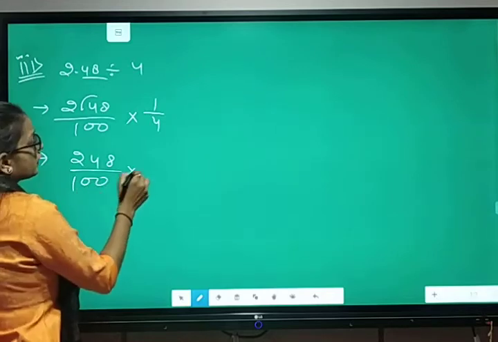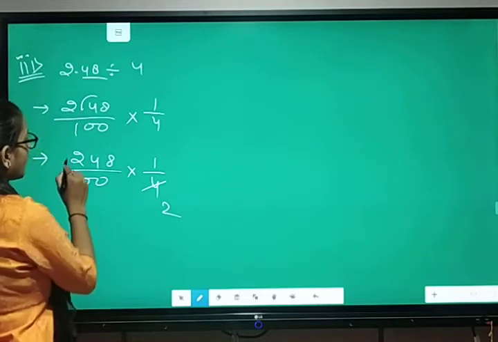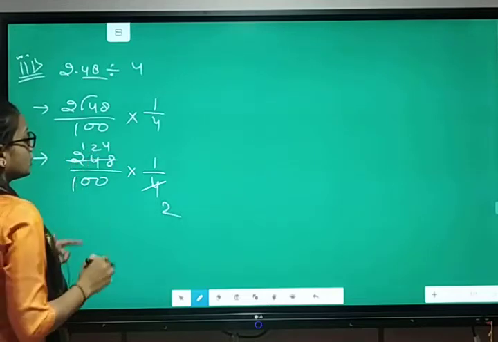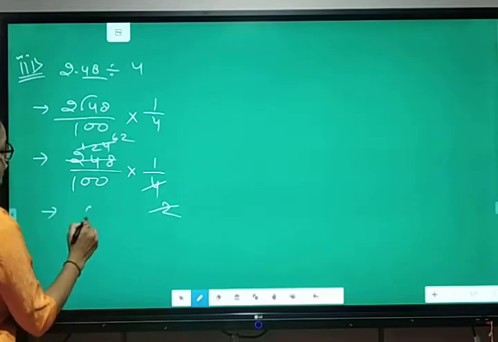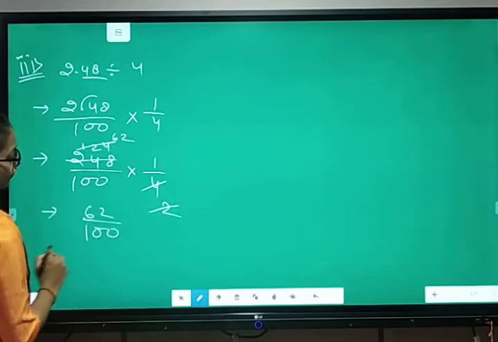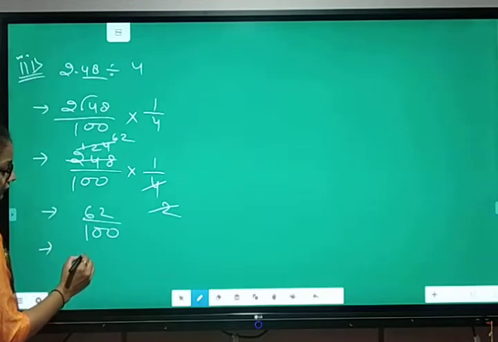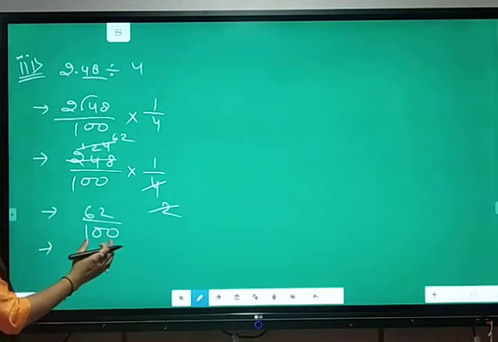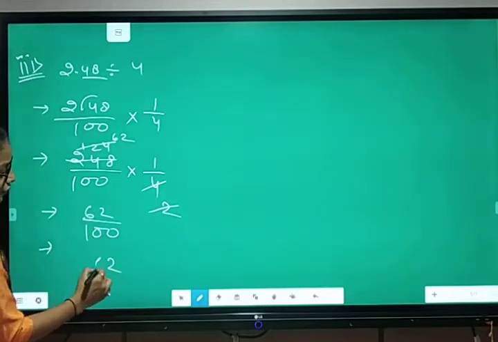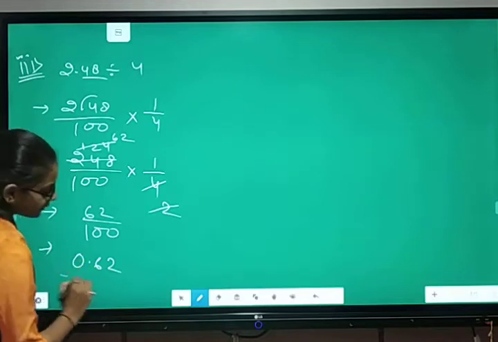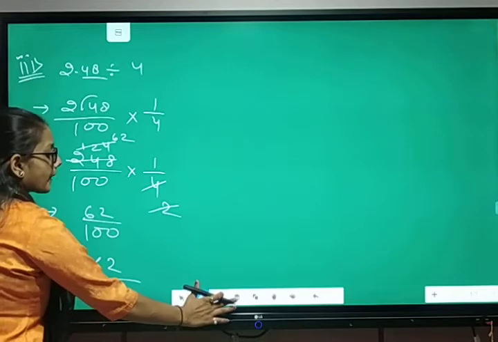Cut the number. 2 twos are 4 and again 1 two is 2 and 4. 2 ones are 2 and 6, so 62. Okay, 62 upon 100. Point will be put before two digits, because beta, how many zeros are in the denominator? There are 2 zeros, right? So the point will be placed after 2 digits. 1 digit, 2 digit and point and 0. Then answer is 0.62. Clear?